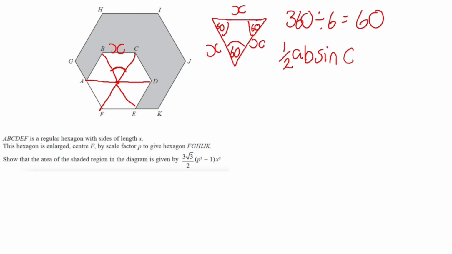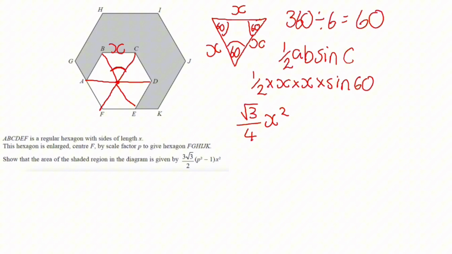Therefore, the area of one triangle would be a half times x times x times sin 60. So we're just going to simplify this down and we're going to do a half times sin 60 and we're going to keep it in the form of surds. The answer is in the form of a surd and we want to keep it as accurate as we can. So we would end up with root 3 over 4 x squared.